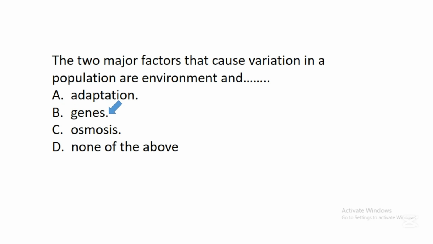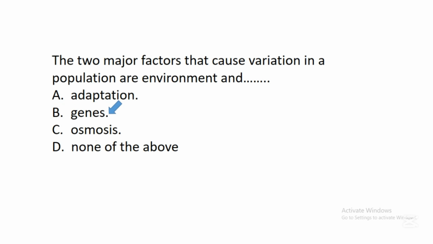Genes. Studies have shown that there are two major factors that cause variation in human population and also in the population of plants. These two major factors that cause variation in a population are environment and genes. Environment can bring differences in a population. For instance, an individual may change behavior. Maybe if someone leaves the village and goes to the city, the person can change his or her behavior in that city.